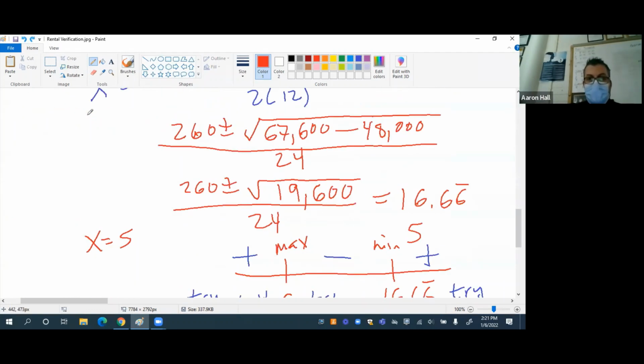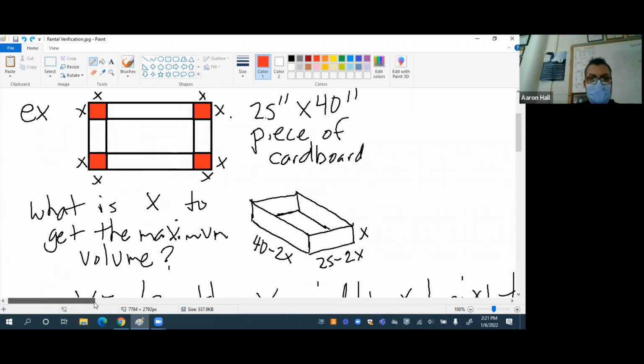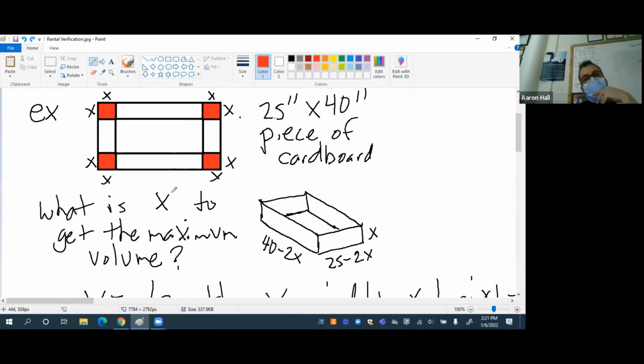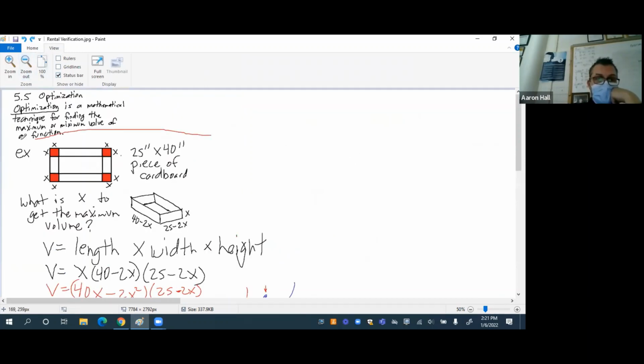Okay, scrolling down. So yeah, the answer is... oh, so what did it ask? It says, what is x to get the maximum value? Emerson, can you step me through what I did? So we started out with this cardboard. The dimensions were 25 times 40. And I don't want you to do the math. I just want you to step me through the logic of trying to figure out the maximum volume. What did we do?